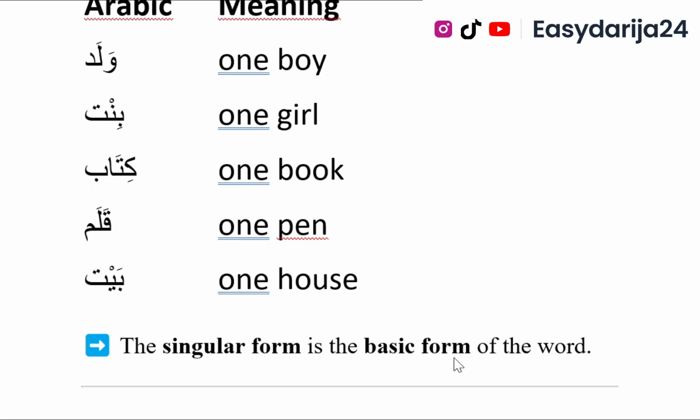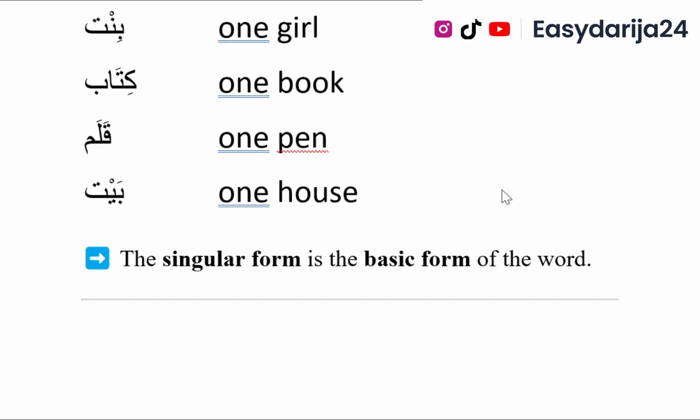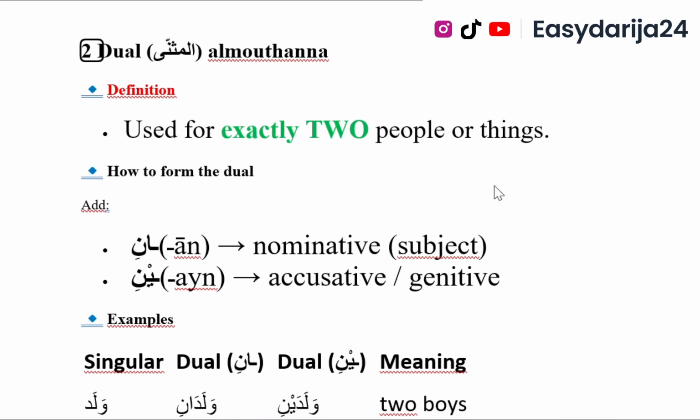So the singular form is the basic form of the word. So if we want to address something, we always use the mufrad, okay? And we don't use the definition. Say قلم, here there is no definition. ولد بنت كتاب. The definition is ألف and لام. ولد بنت كتاب قلم. It is the basic form.